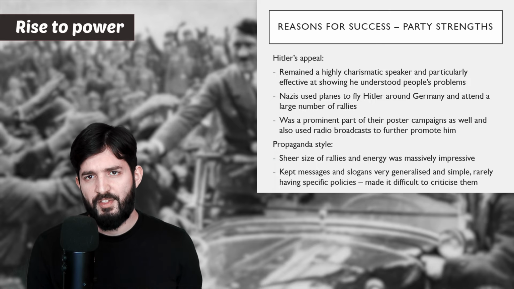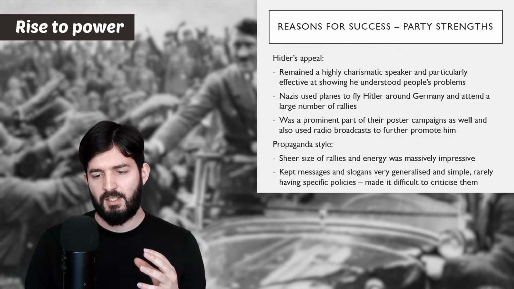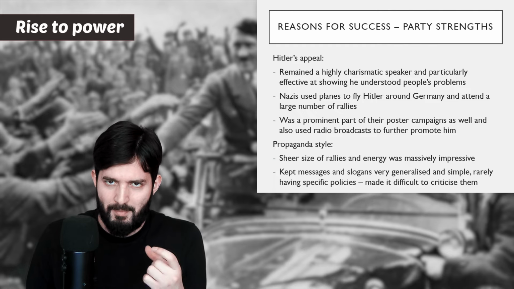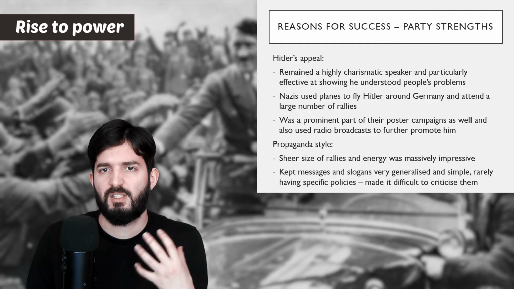Additionally, I've not mentioned it here. Within that, they also get these very negative campaigning tactics as well that go in terms of these very simple messages, blaming the Jews, blaming communists, etc.